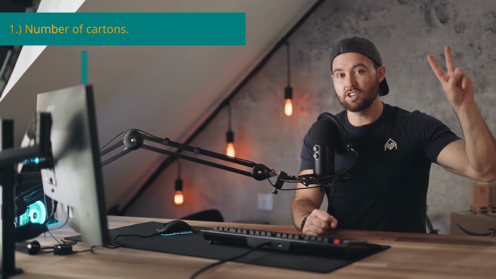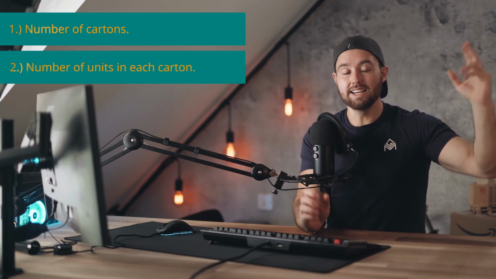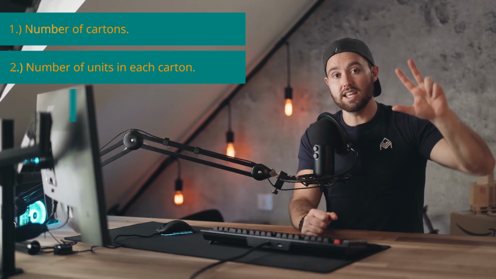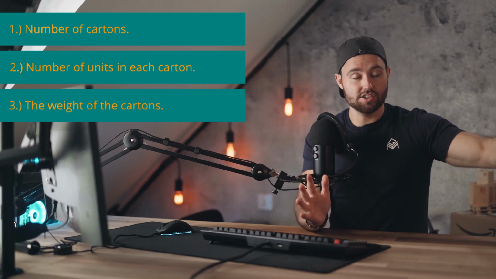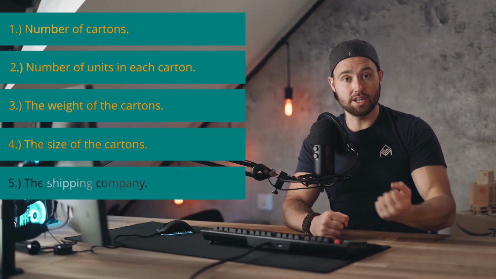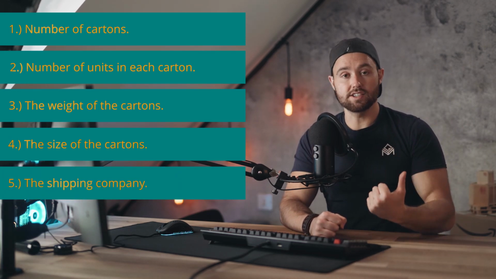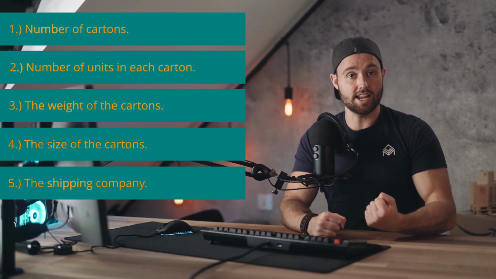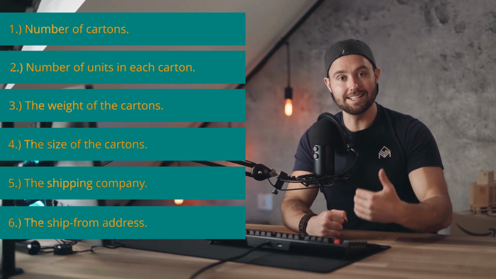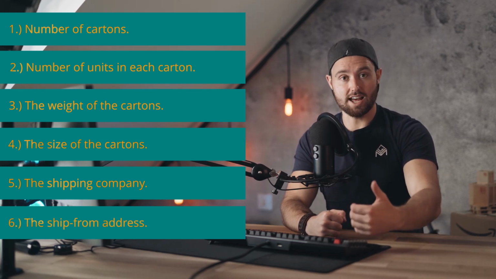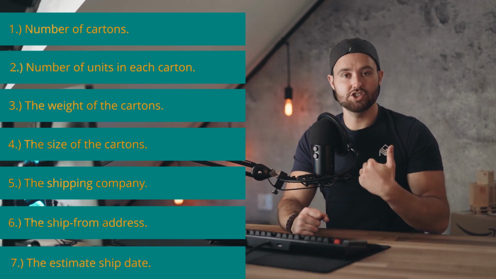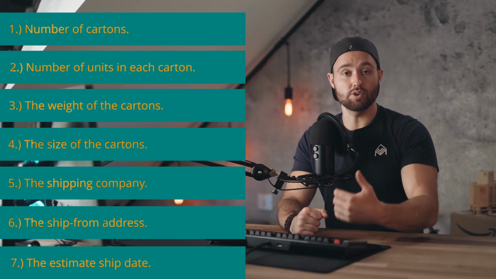Number 2, especially if you're doing case packed, but in all cases really, is the number of units in each of those cartons. Number 3 is the weight of those cartons. 4 is the size of those cartons. 5 is the shipping company or shipping line. Are you using UPS? Are you using TNT, FedEx, etc.? 6 is the ship from address. Very often your supplier's address, their manufacturing plant address. And 7 is the estimated ship date. The least important, but it's good to just have that. I've seen that being asked for in shipping plans now.